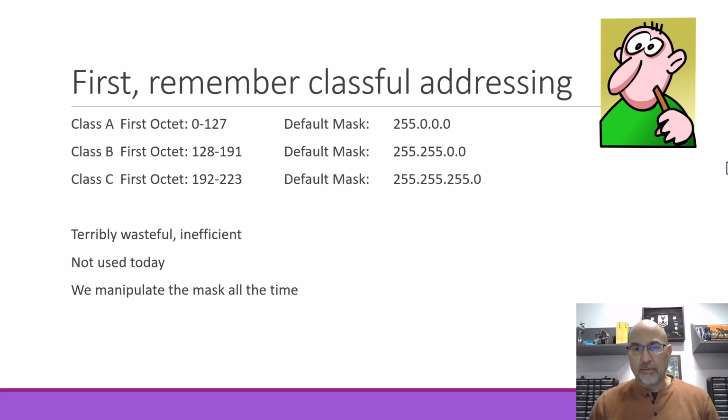They have their own default mask. Class Cs fall in the range of 192 to 223 and have their own default mask of 255.255.255.0. Now, we don't use classful addressing today. Why? Because it's wasteful. It's terribly inefficient. So we manipulate the mask all the time. I won't get into the other addresses that are part of this address space. We did videos on those.